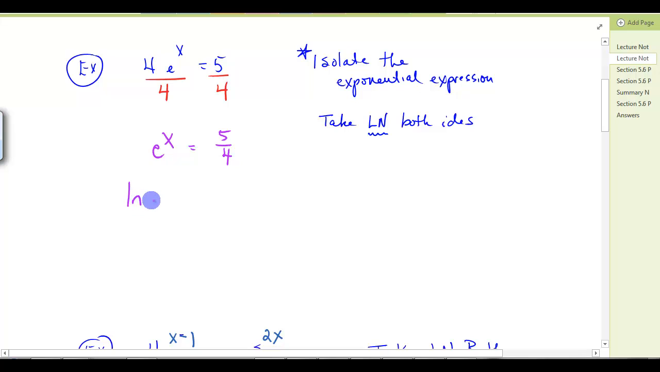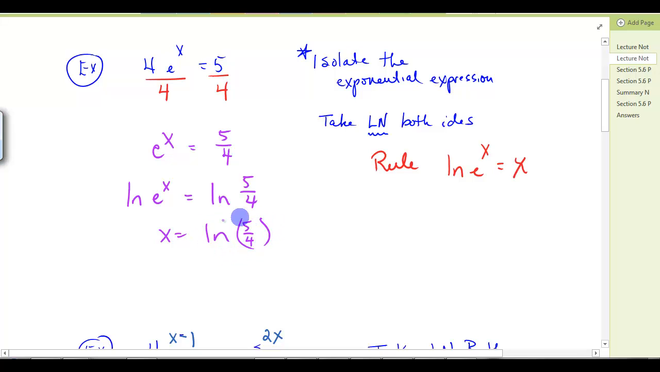Then you're going to take the natural log of both sides, ln. So if we have ln e to the x equals ln 5/4, we want to remember the rule that says ln of e to the x equals x. So ln of e to the x, we're left with x equals ln of 5/4. This is just a number.